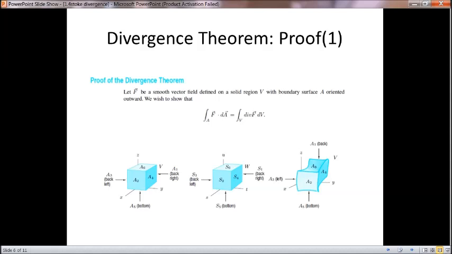It has been given as: let F vector be a smooth vector field defined on a solid region V with boundary surface A oriented outward. We wish to show that the surface integral, where A means area, a surface with two dimensions, of F dot dA is equal to the volume integral of divergence of F into dV.